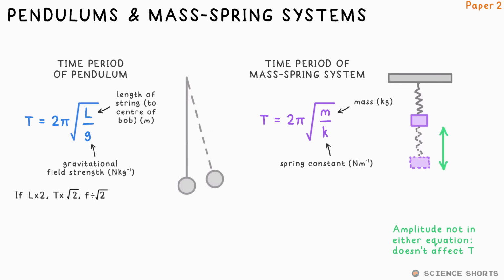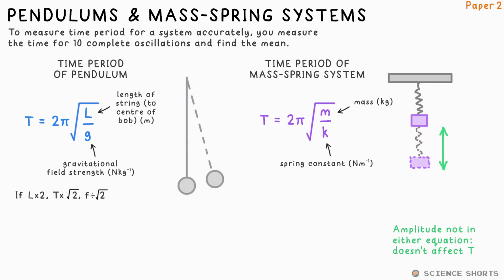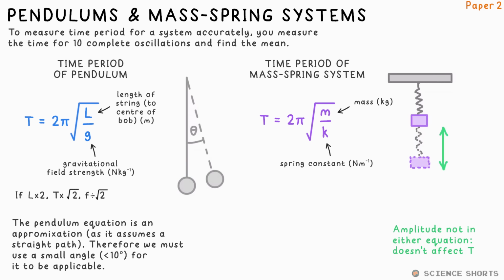These equations often crop up in proportionality multiple choice questions. For example, what would happen to the frequency of a pendulum if you doubled the length? Well, the time period would go up by a factor of root 2, which means the frequency would do the opposite. The pendulum equation is a slight approximation though, as it assumes the motion is along a straight line, which is why if we measure the time for 10 oscillations in an experiment and divide by 10 to get an accurate time period, for example, we must use a small angle, say less than 10 degrees. Use a large angle and the model breaks down.